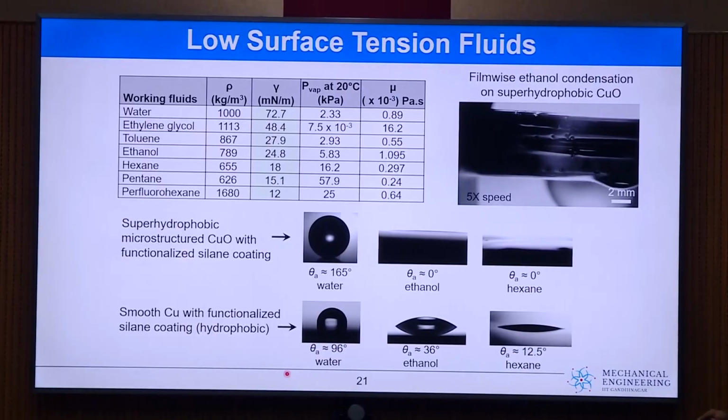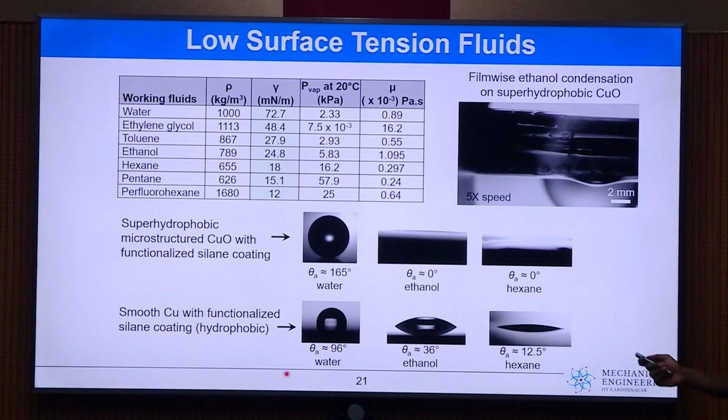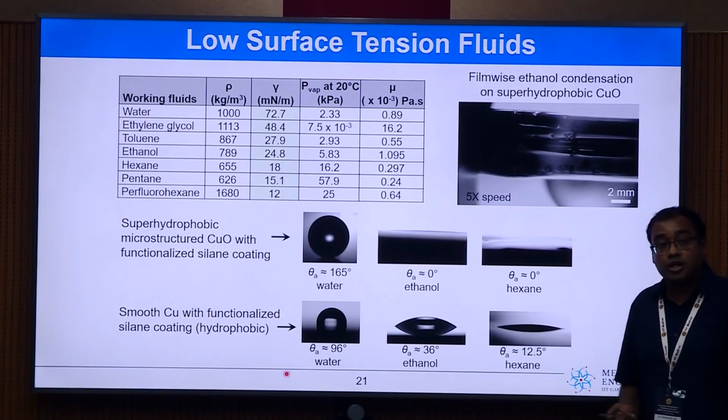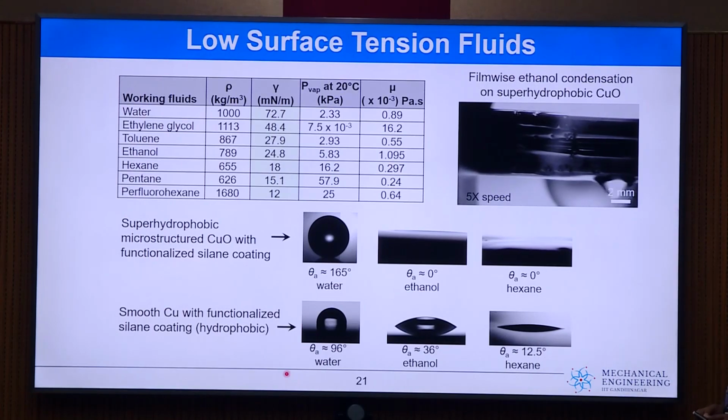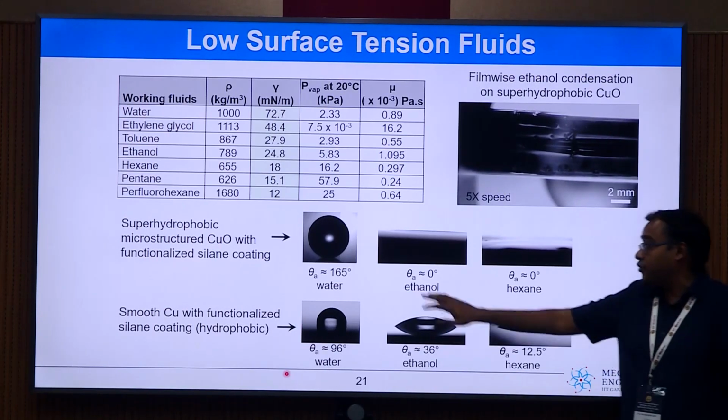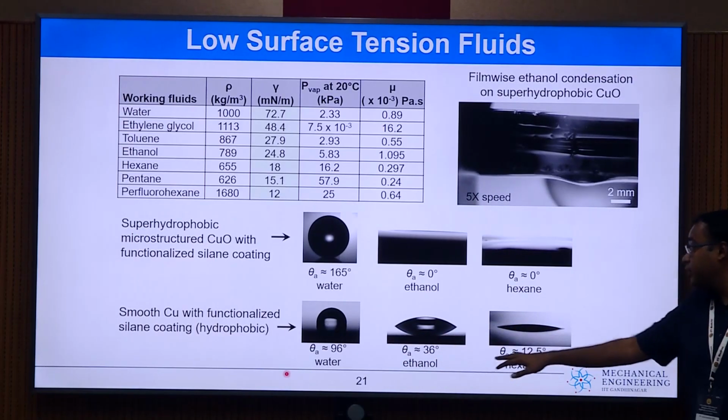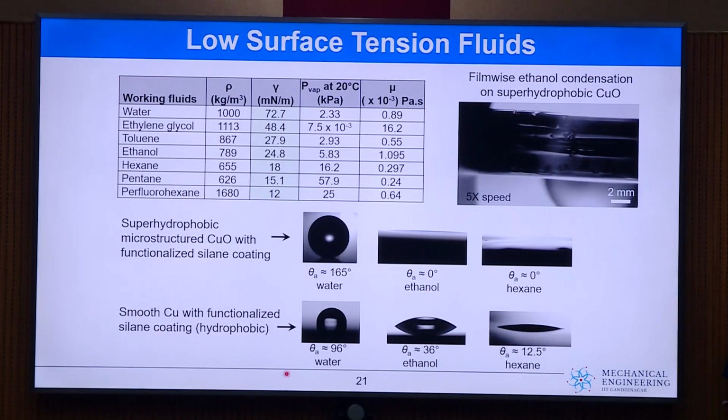However, the challenge becomes when we are not dealing with water, but with low surface tension fluids. With low surface tension fluids, even a superhydrophobic or hydrophobic surface, for example with ethanol or hexane, would become superhydrophilic because of the low difference in the surface tensions. So the question was, how can we promote dropwise condensation of these low surface tension fluids? Because on a superhydrophobic surface, ethanol would condense in a film-wise mode.